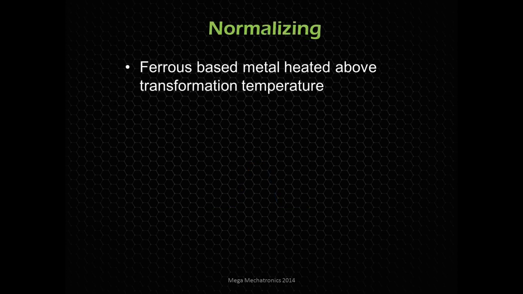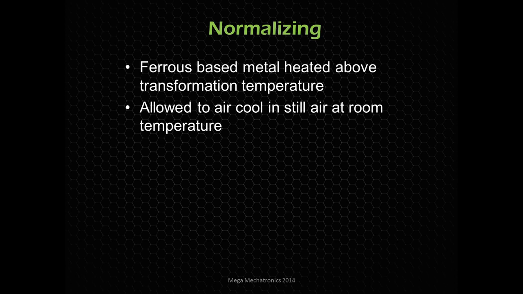Looking at normalizing, for ferrous-based material, we're going to actually heat it up to that transformation temperature. We are going to crystallize it, but we're going to air cool it. So that's the cooling. So we're bringing it up to hardening temperature, but we're not quenching it. We are air cooling it, and that's going to give us different crystal structures.